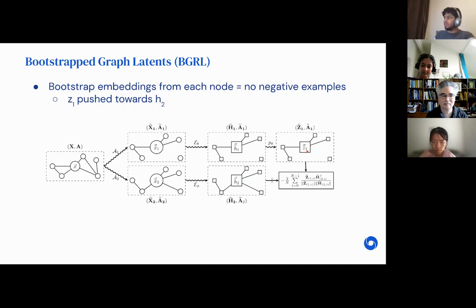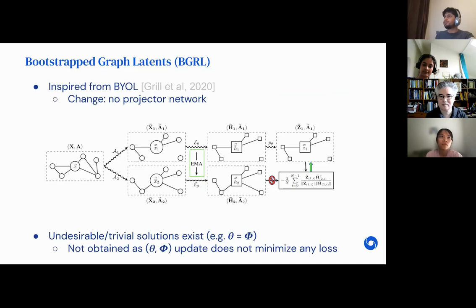We train this by making Z1 closer to H2 in cosine similarity, and we train this objective by only flowing the gradients through theta. That's why it's called online. And we completely block the gradients going through phi. So how is phi trained? Phi is basically a slow moving, exponentially moving average of theta. This is reminiscent of how a target network in DQN behaves, for example. So that's why we call these the target parameters.